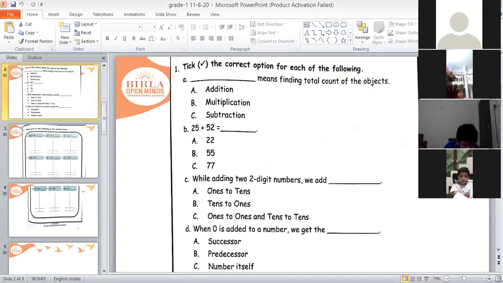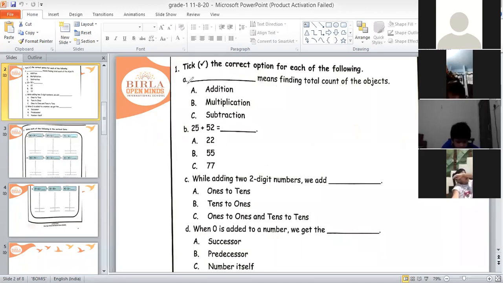Open page number 39 of your math course book. Write date and classwork on this page. Okay, so now we'll start this. So children, we have to read the statement.